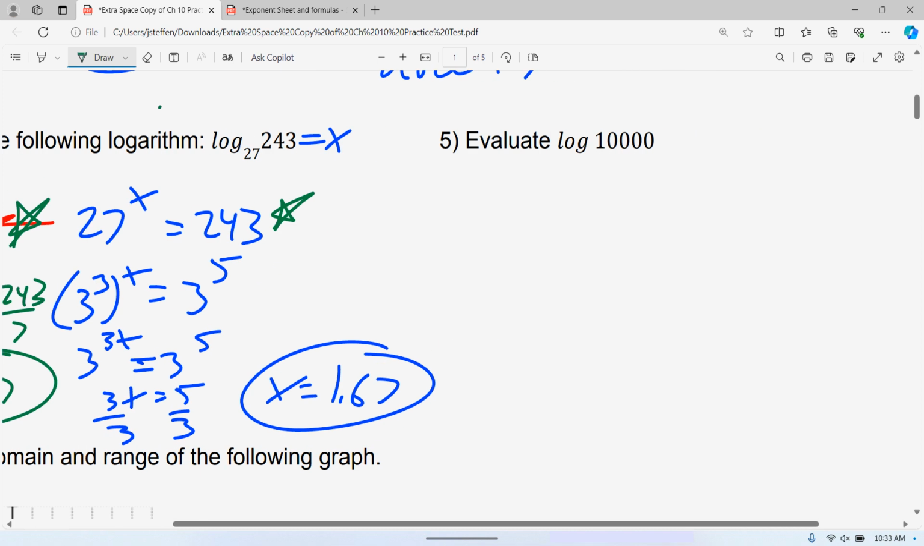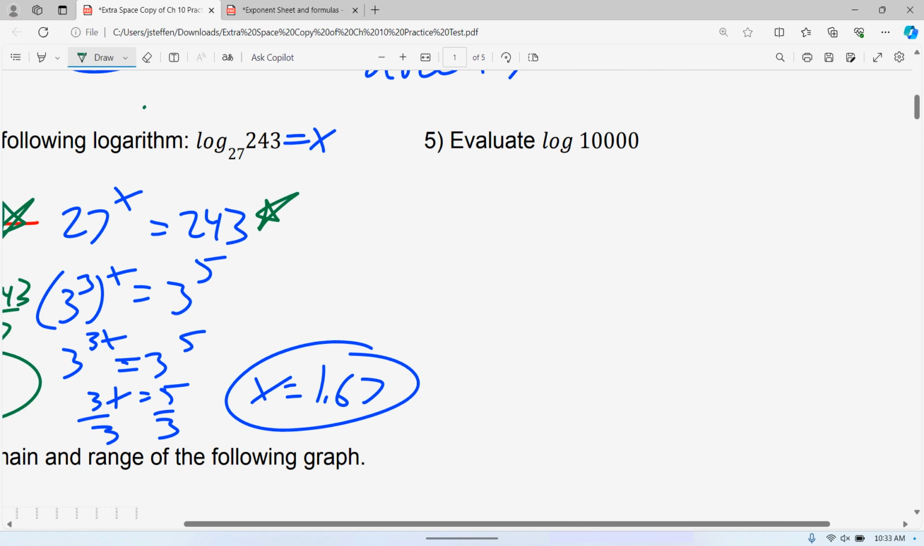So the next one, evaluate log of 10,000. Now, again, if you're actually trying, I like to help you as much as I can, or at least help you more than people that don't try at all. So one quick thing with this one, log of 10,000.